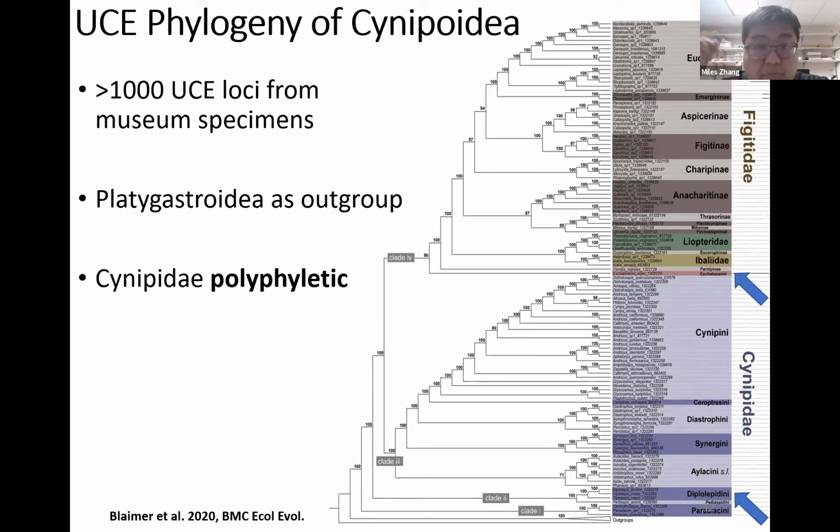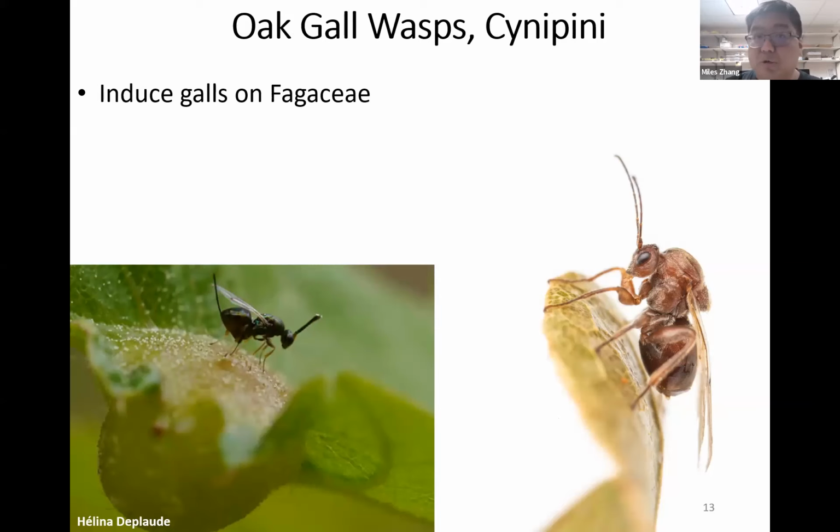But today I'll not be talking about any of the other groups. As much as I love the rose gall wasp, today I'll be focusing just on the oak galls, the Cynipini. So they are the largest group, and they induce galls on Fagaceae, right? So this includes oaks that probably most people are familiar with, but also related genera such as chestnut, chinquapin, and a few other groups.